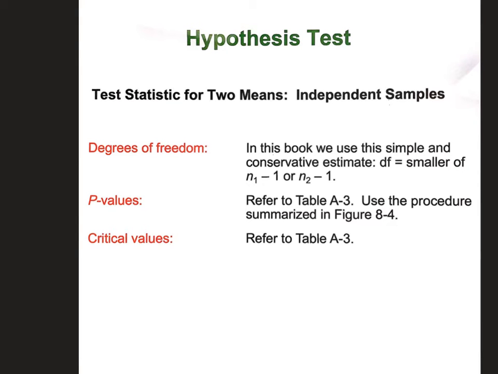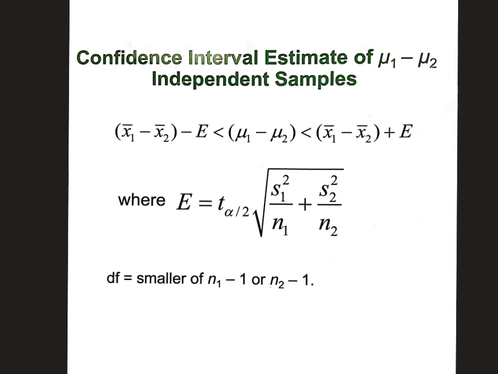Hypothesis test. Test stat for the two means has degrees of freedom. We're going to do n-1 again, whichever one is smaller, either the first sample size minus 1 or the second sample size minus 1. Whichever one is smaller, that's going to be our degrees of freedom. P-values we're going to get not from the table, but from technology. Critical values also from technology. You're welcome.